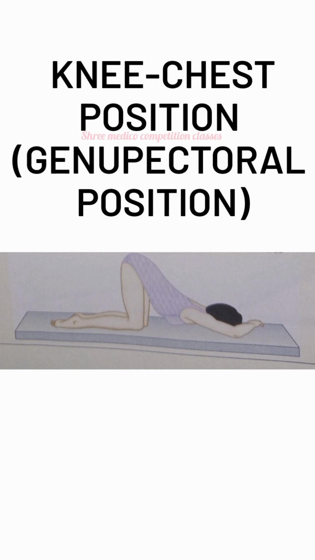Now the next position is the knee chest position, also known as the genupectoral position. In this position, the patient rests on the knees and chest with the head turned to one side, arms extended on the bed and elbows flexed and resting so that they partially bear the patient's weight. The abdomen remains unsupported, though a small pillow may be placed under the chest.